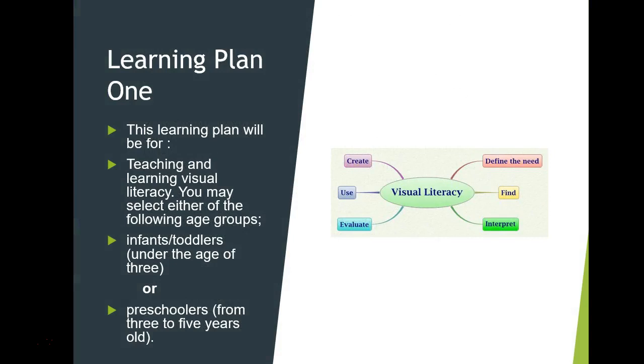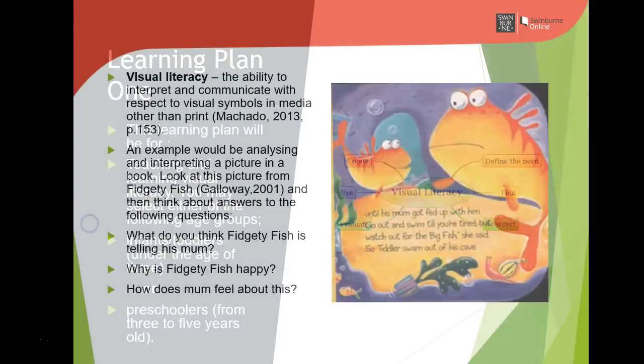So if we have a look at learning plan 1, this is going to be for teaching and learning visual literacy, and you can either choose infants or toddlers, so under the age of 3, or you can choose preschoolers from 3 to 5 years. So this means that you'll be using the EYLF for this learning plan.